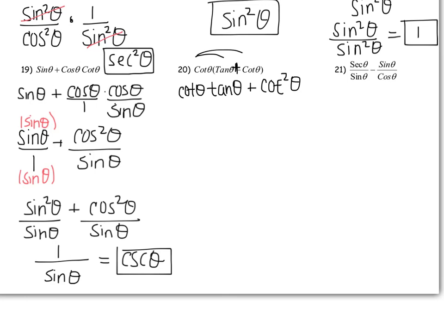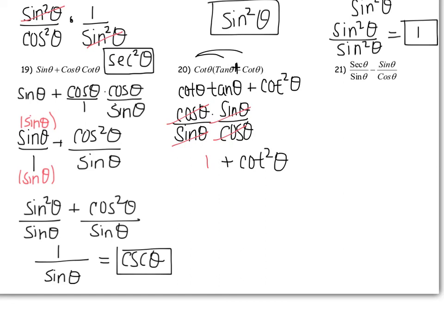But let's prove it. So cotangent is cosine over sine, and tangent is sine over cosine. And you're multiplying them together. So I can cross off any top with any bottom. The sines will cancel, and the cosines will cancel. So it all cancels to 1. So 1 plus cotangent squared, if you remember from your identities, is simply cosecant squared theta. Final answer. Okay, so let's talk about question 21.